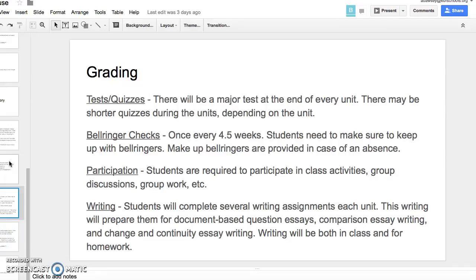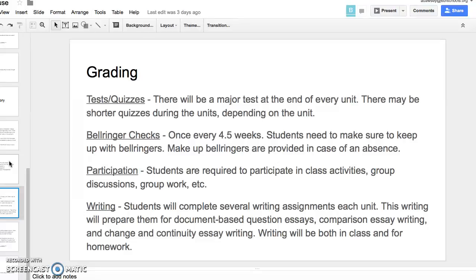Bell ringer checks. They do bell ringer checks every time they come into the classroom, and they need to make sure to keep up with them. It's the same thing for Louisiana history as it is for world history. They will have makeup bell ringers if they're absent. That will always be updated.